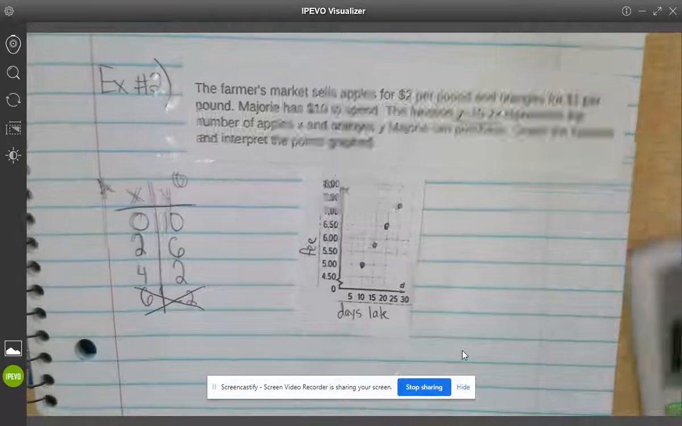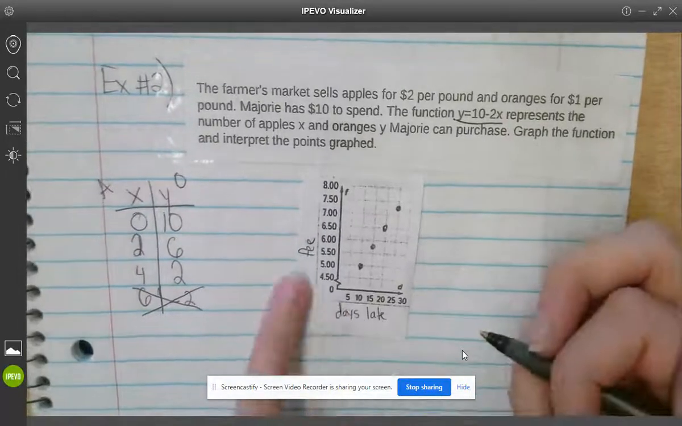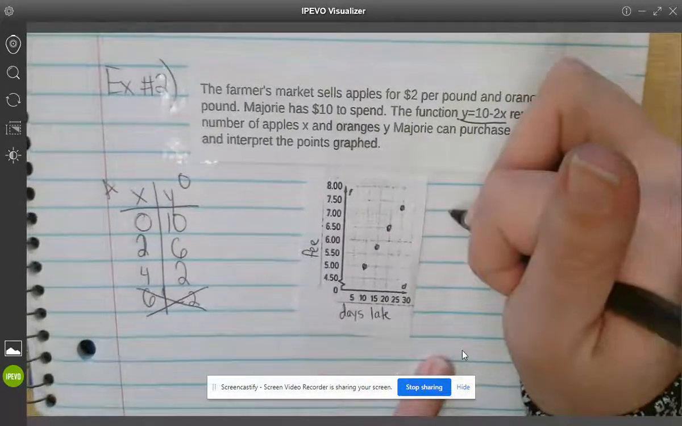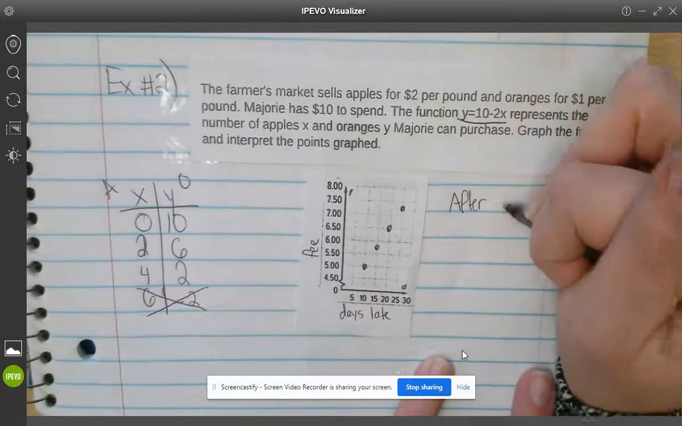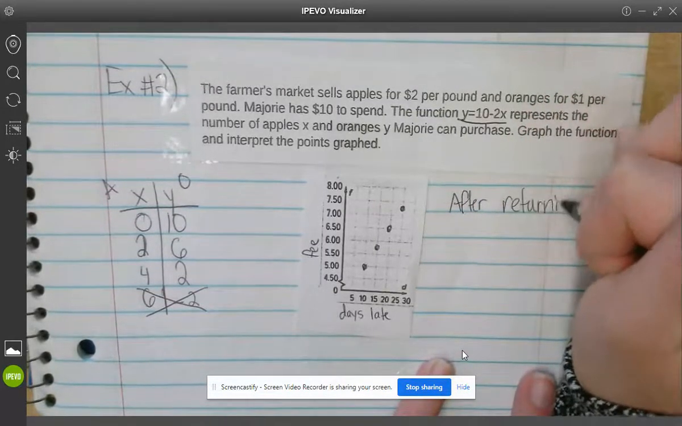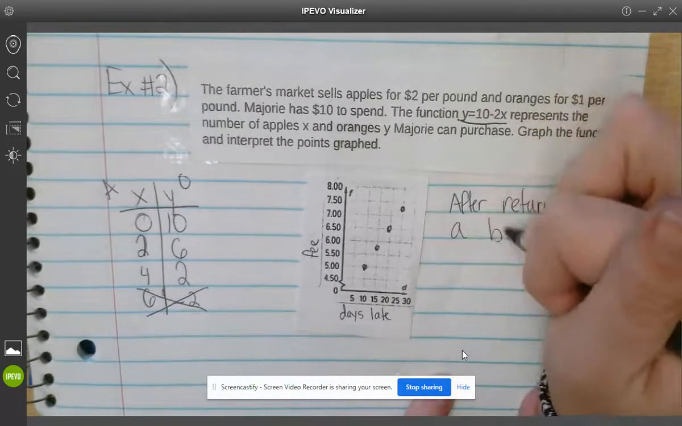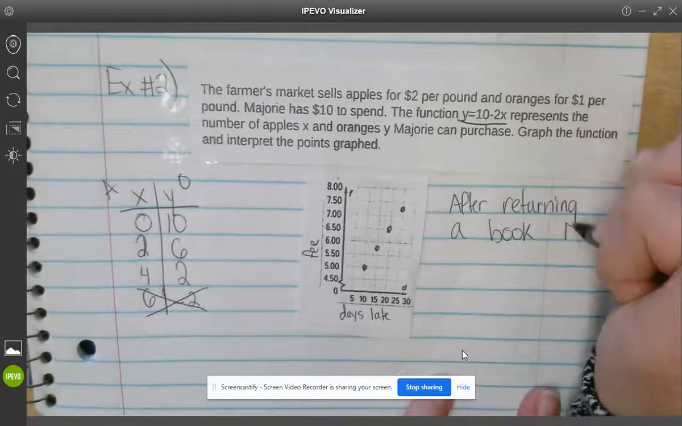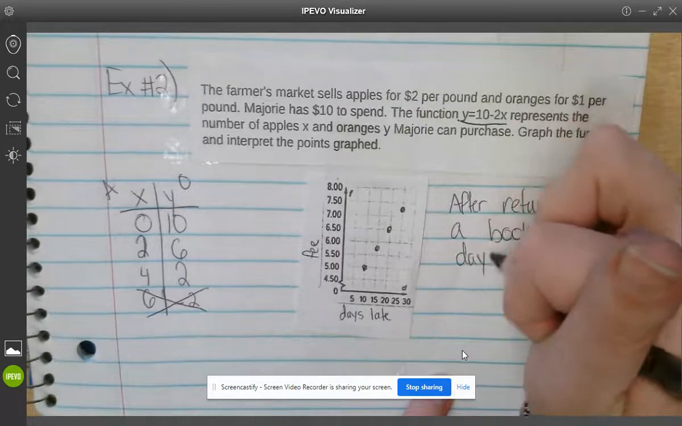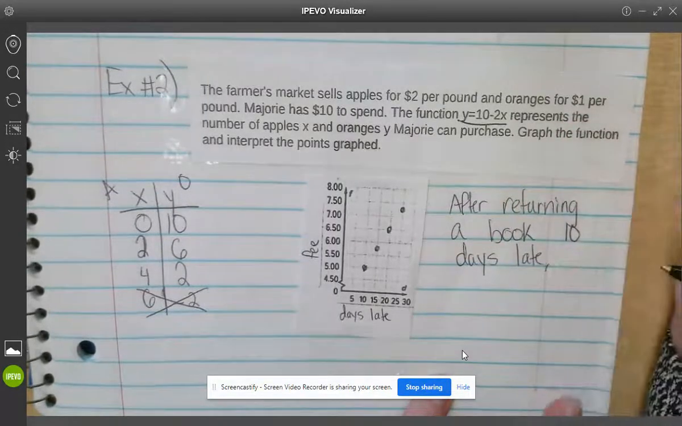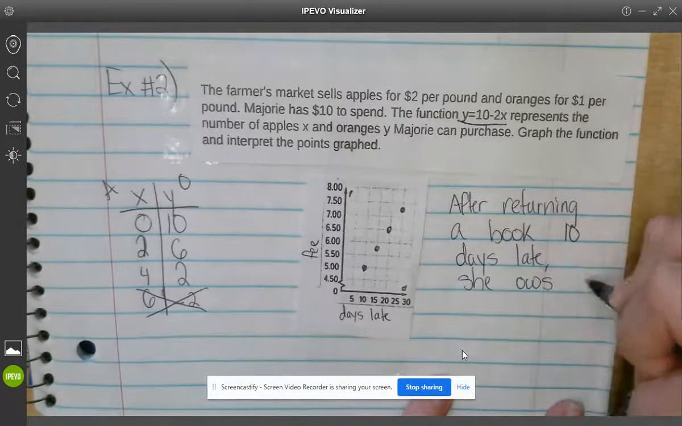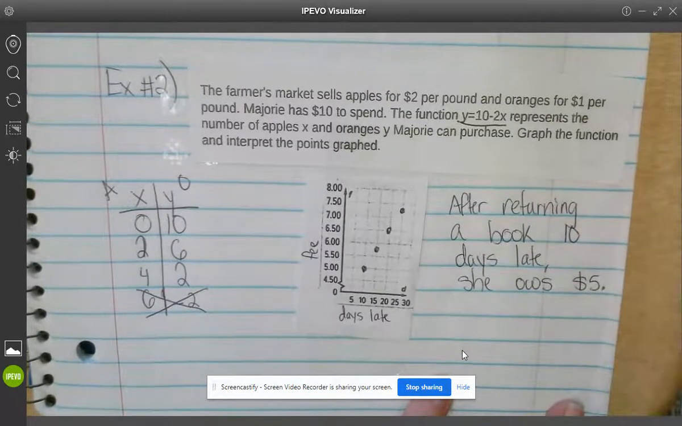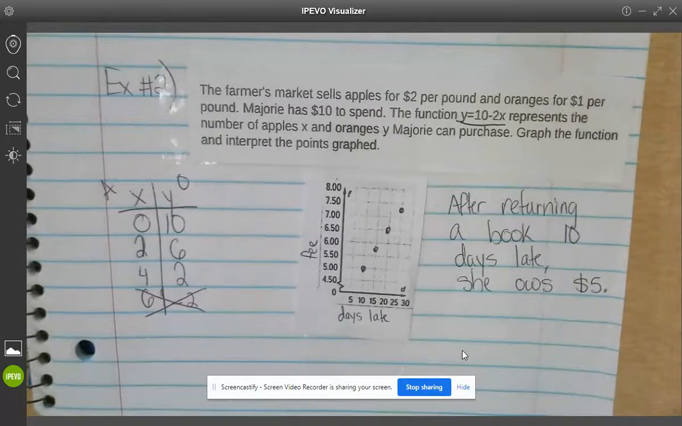Pick one point to interpret. We'll just do the 10 and 5. So after returning a book 10 days late, she owes $5. Okay, so that is your homework.